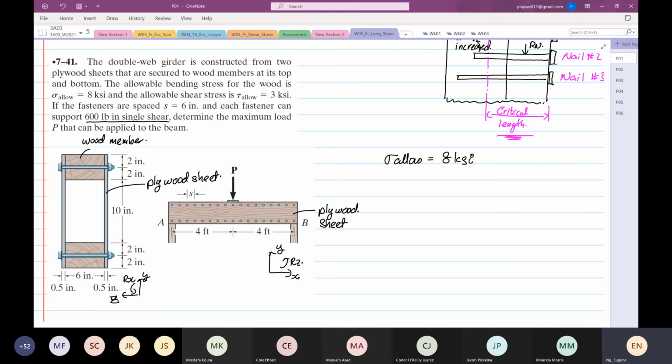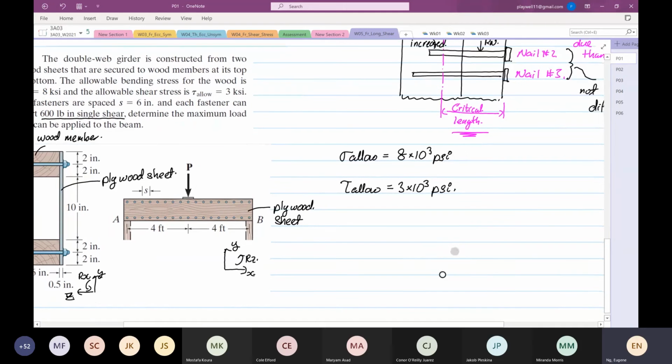The next one is the shear stress allowable. This is equal to 3 times 10 to the power 3 PSI. Oh no, not KSI. Eugene, wake up. It's 3 times 10 to the power 3 PSI. This is also PSI. These two are not for the joints, they are for the wooden structure.